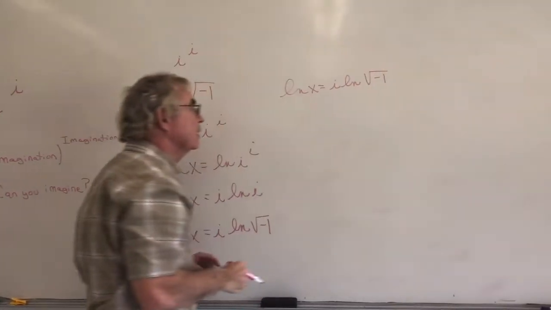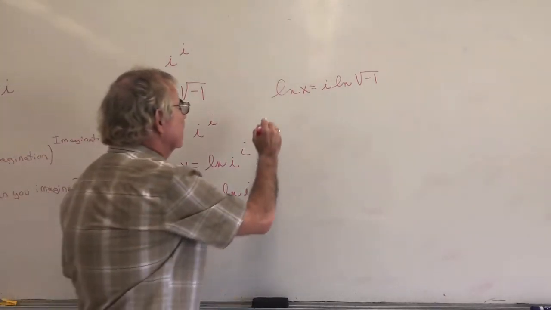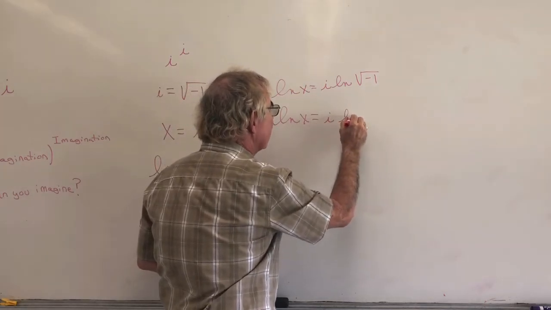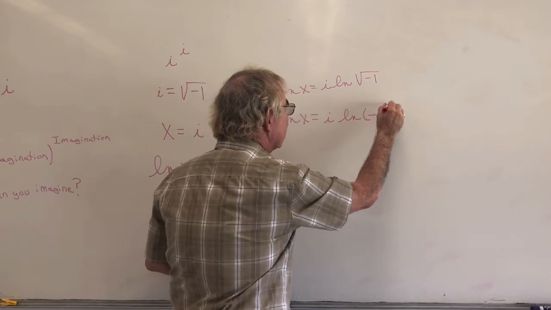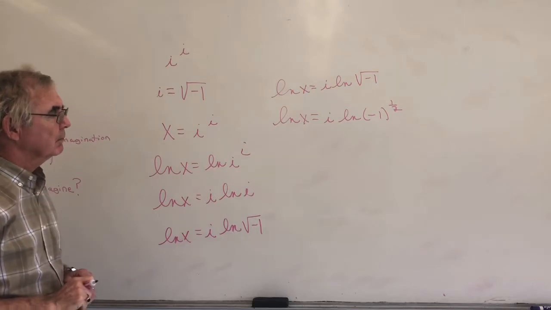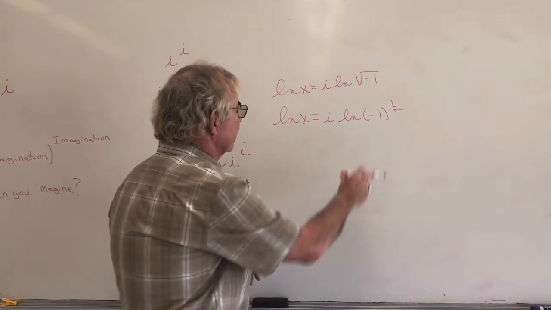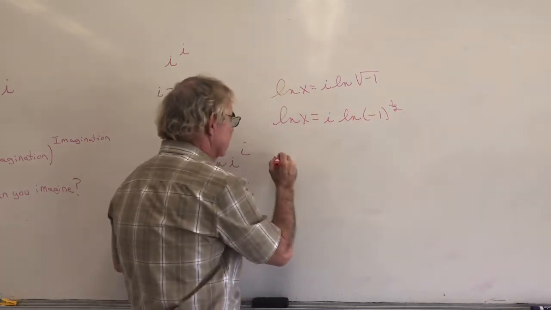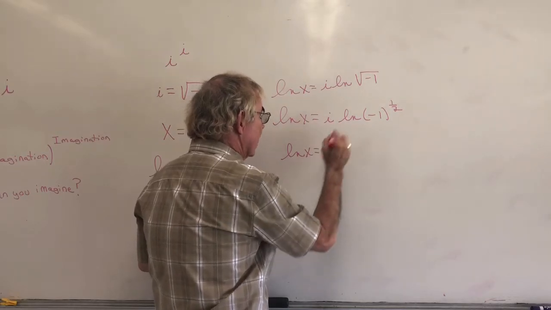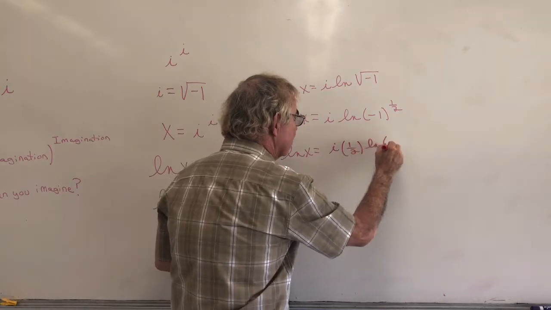So you're just letting your imagination run wild. And you say the ln of x is then equal to i times the ln, square root means 1/2 power, and you write 1/2 power. Then you say, wait a minute, I can use that law on logarithms again. I can bring that 1/2 in the front. So I have the ln of x is i times 1/2 times the ln of -1.